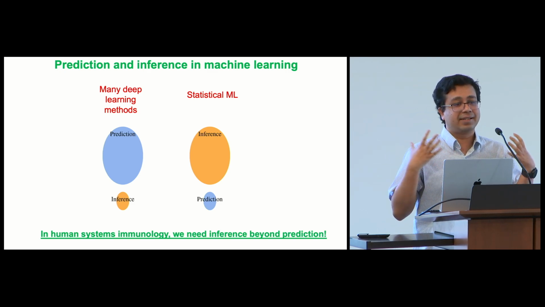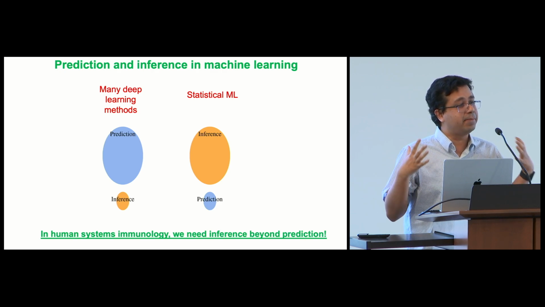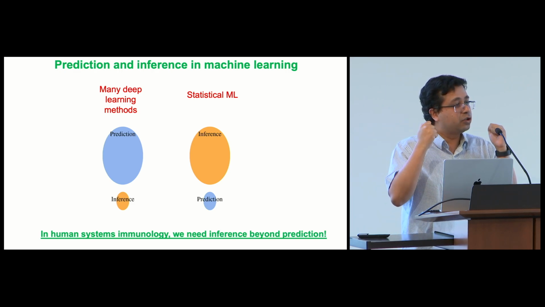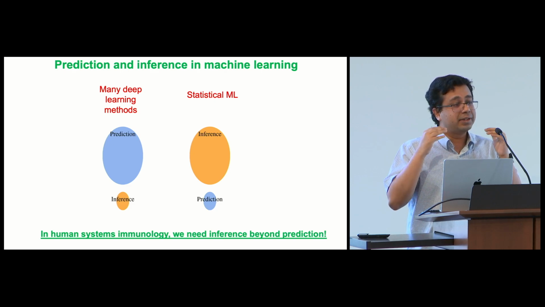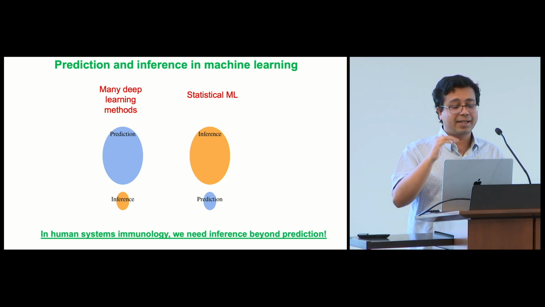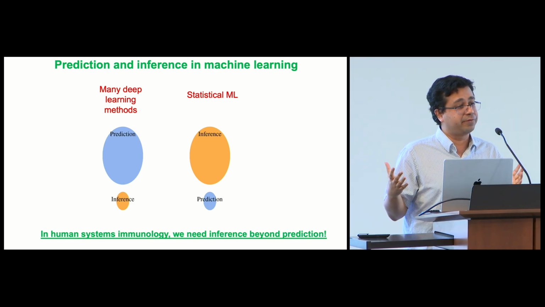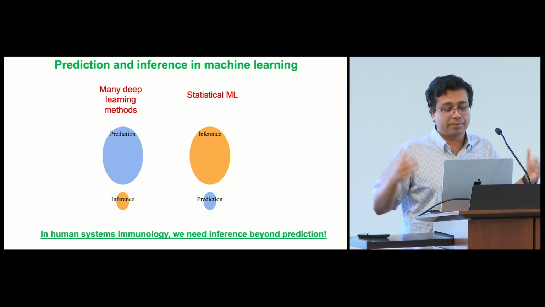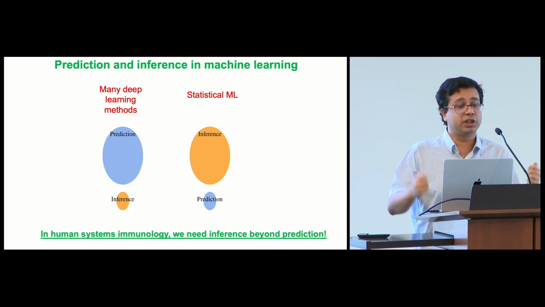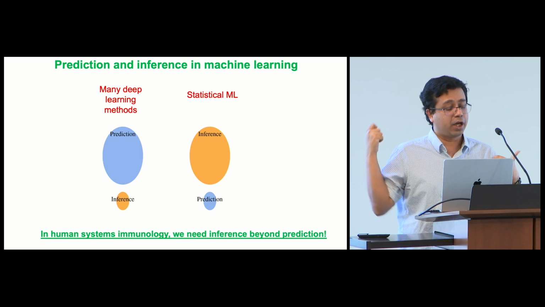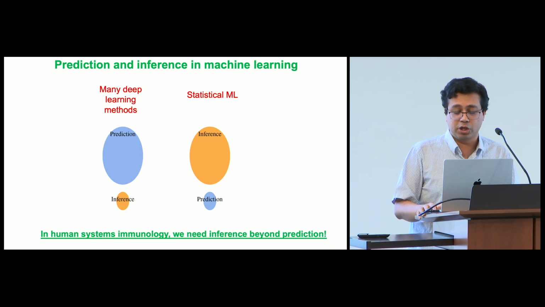But one theme that has emerged is we have all of these deep learning methods, and they focus very, very deeply on prediction, but not necessarily inference. So what are we actually learning? What I'm going to present today is on the other end, a statistical machine learning approach, which prioritizes inference. We still do very well on the prediction front, but what are we actually learning in the context of explainable AI or interpretable machine learning? And in human systems immunology, when I wear my statistics hat, I say prediction and inference are both important, but when I wear my biology hat, we really need inference beyond prediction.